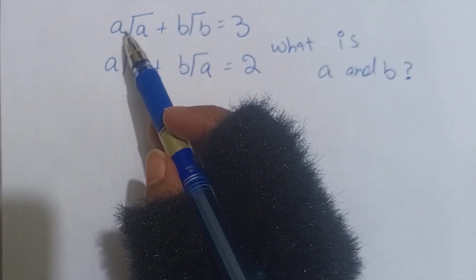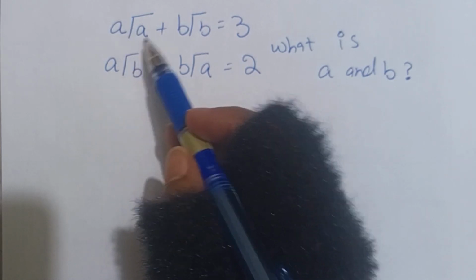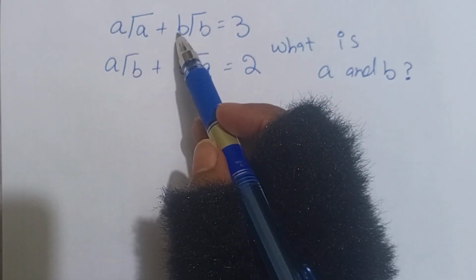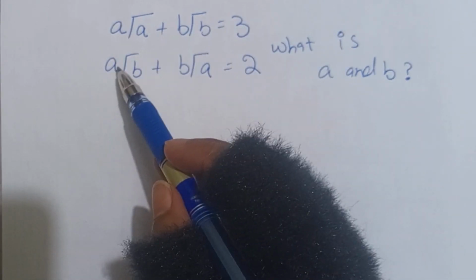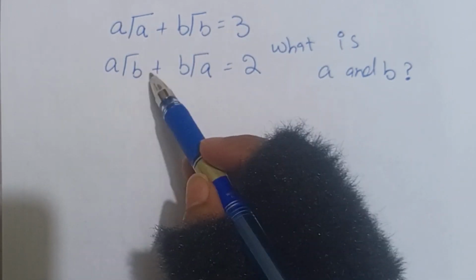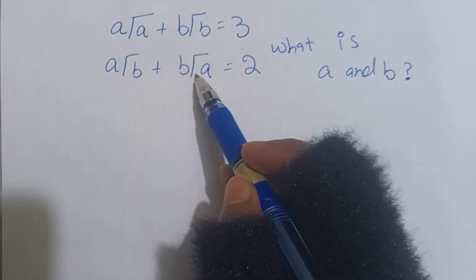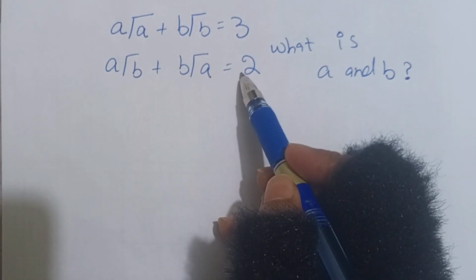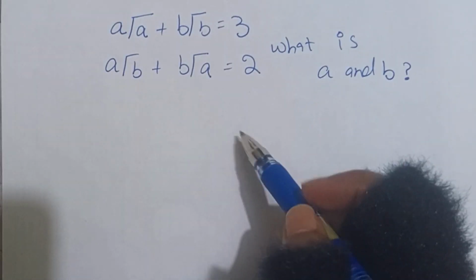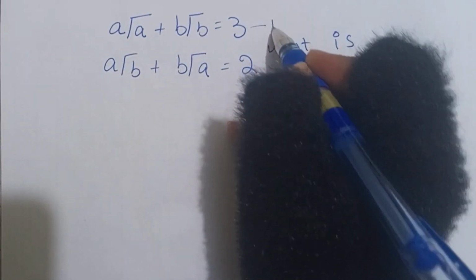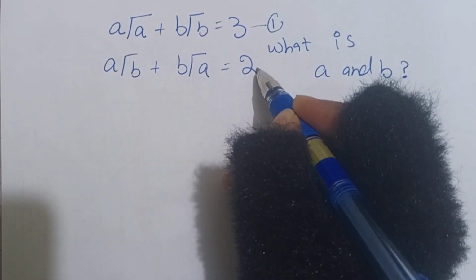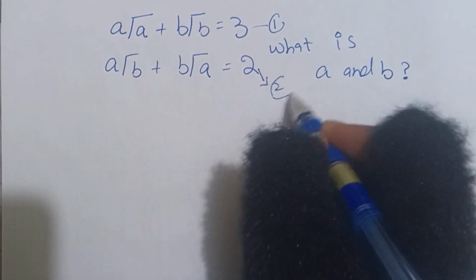And the question is: square root of a plus b multiplied by square root of b is equal to 3. And the second equation is: a multiplied by square root of b plus b multiplied by square root of a is equal to 2. What's the value of a and b in our question? So let's start. We call this equation number 1 and this is our second equation.